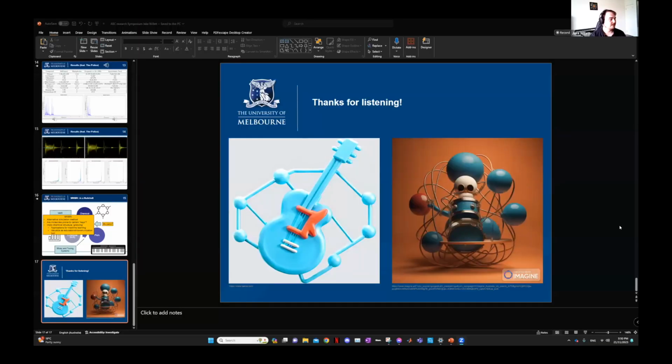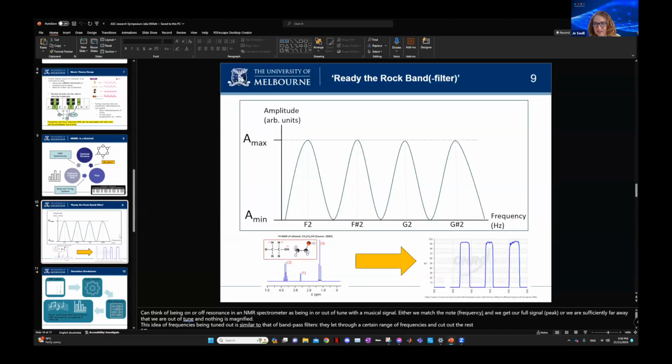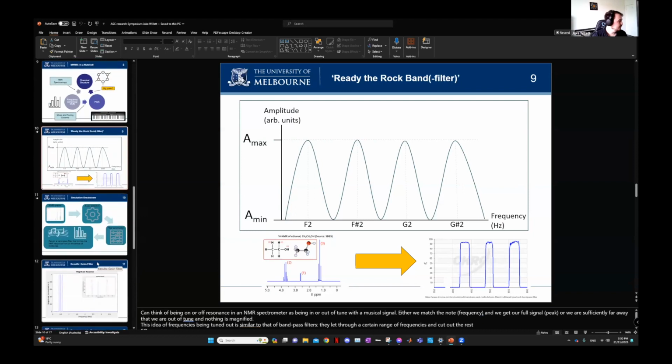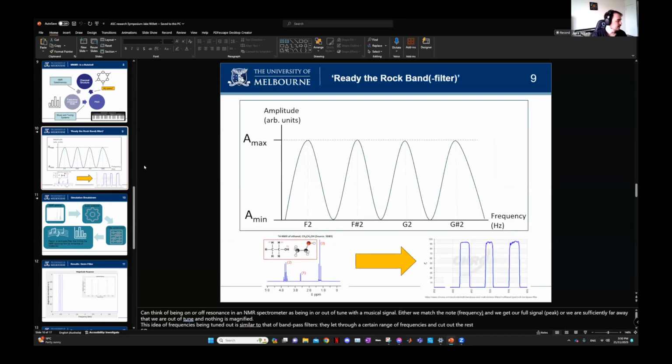Hang on. Let me bring these slides up. What was it? Slide 9, 9 or 11. The 9. NMR spectrum to musical frequency plot. I think this one probably. Yeah. Okay. Sorry, where was the question? Everything's going everywhere. I can't figure it out.